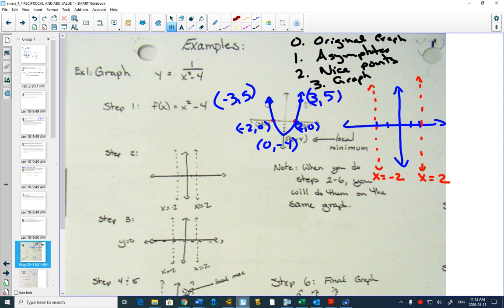For your horizontal asymptote, ask yourself, does my graph go up forever or down forever? In other words, do I ever get really, really big y values, either really, really big positive y values or really, really big negative y values? In this case, the answer is yes. We have arrows saying that the graph goes up forever. And so you will have a horizontal asymptote at y equals 0.